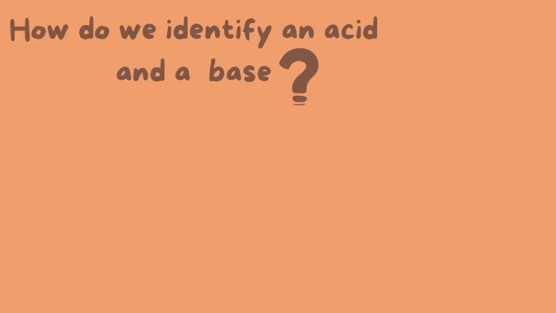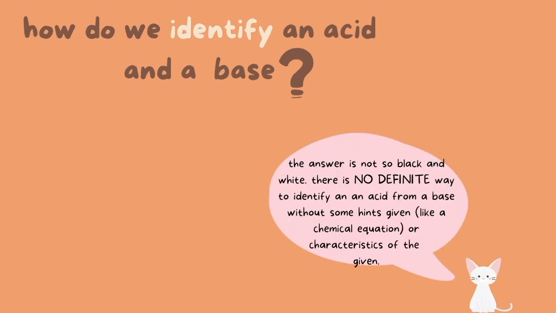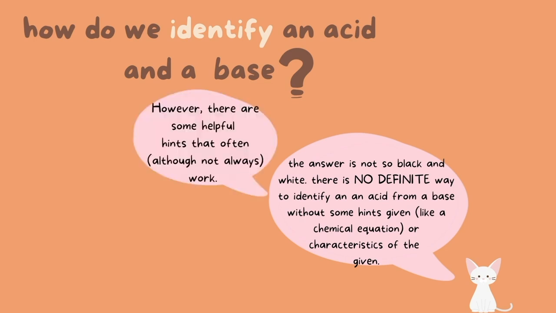So how do we identify an acid and a base? Well, the answer is not so black and white. There is no definite way to identify an acid from a base without some hints, given like a chemical equation or some characteristics of a solution given. However, there are some helpful hints that, although they do not always work, are very helpful.